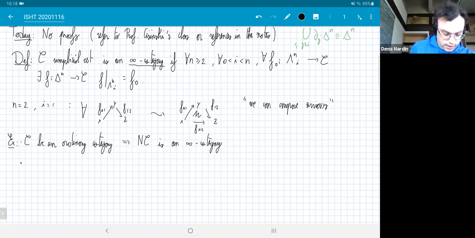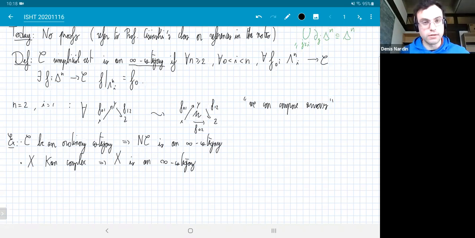Another example is, let X be a Kan complex, then X is an infinity category. Okay, this is almost tautological. The definition of Kan complex is basically the same without this restriction on i. You would allow i in 0 and n. And today we will see exactly what kind of infinity categories are Kan complexes. So you can think of the objects of this Kan complex as points of your space, and the arrows as paths.